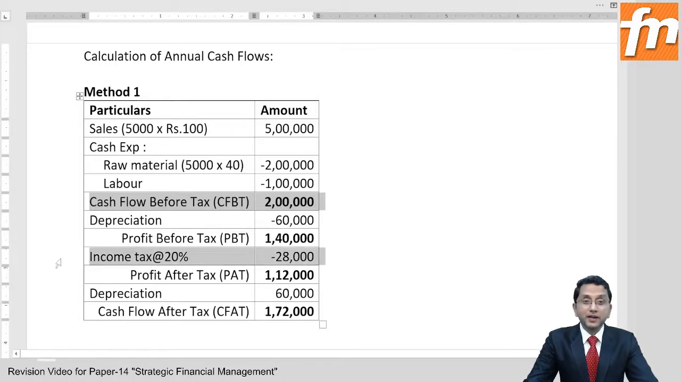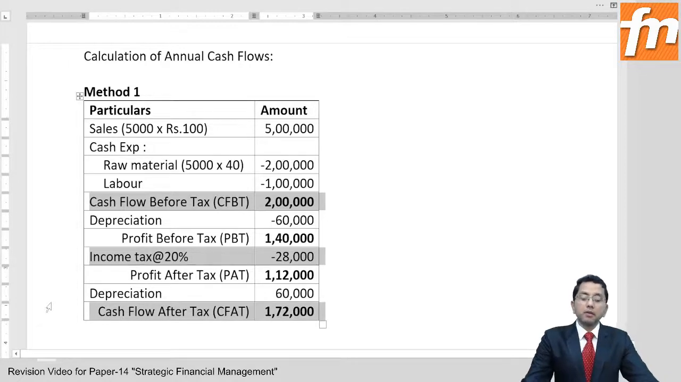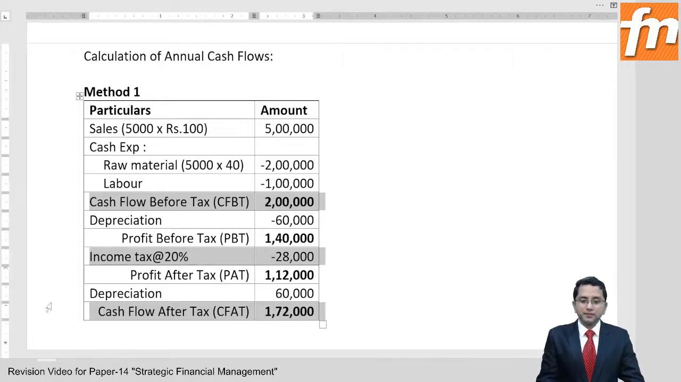If income tax figure is given to us, we can directly deduct from cash flow before tax. Cash profit is cash flow. So you take cash flow before tax and deduct income tax. 2 lakh minus 28,000. That will give you cash flow after tax. Why are we interested in after tax? See, tax is an outflow and we are interested in final net cash inflow. So tax should be deducted. If amount of tax is given ready-made, then we can directly do this. Cash flow before tax minus tax is equal to cash flow after tax.